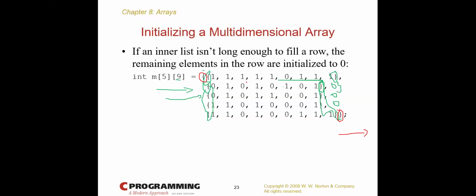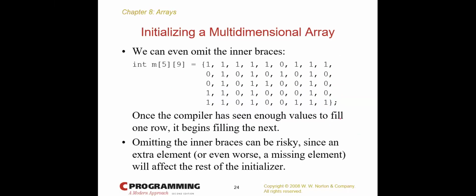we check the end of the last one. So let's assume you should have 45 in this case. If you have 43, and by your own mistake, 2 were lost in row 1, the compiler does not care. It shifts everybody left side and puts the remaining 2 at the end of row 4. So you have to be really careful if you are trying to do that. Once the compiler has seen enough values to fill one row, it begins to fill the next row.